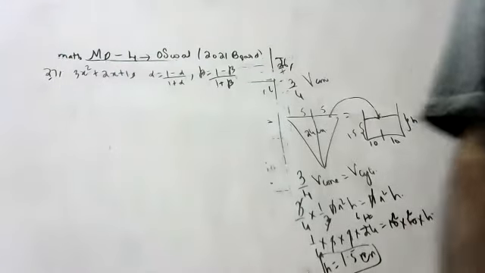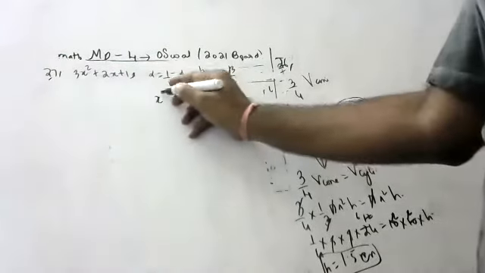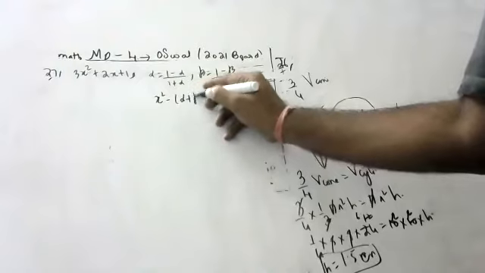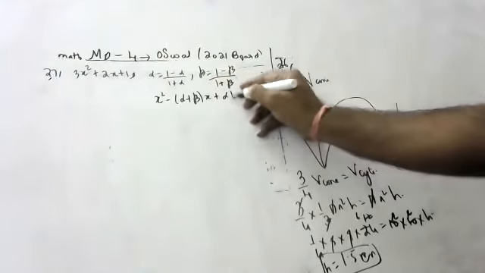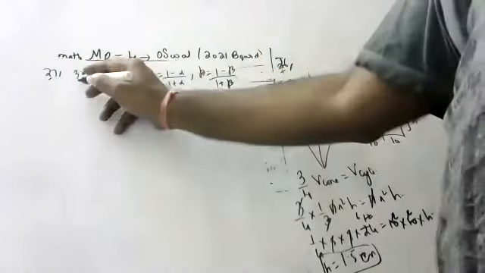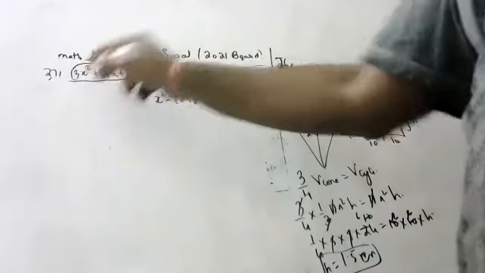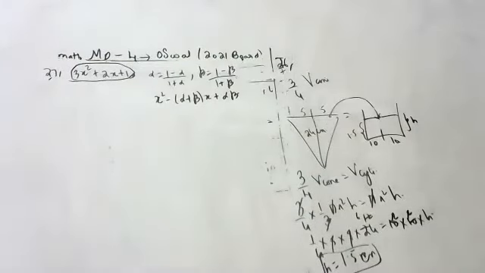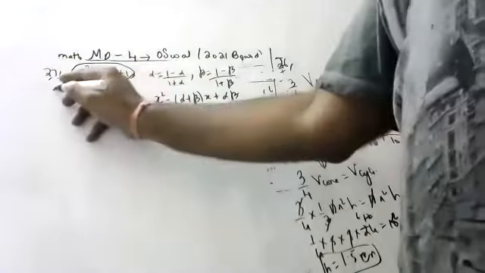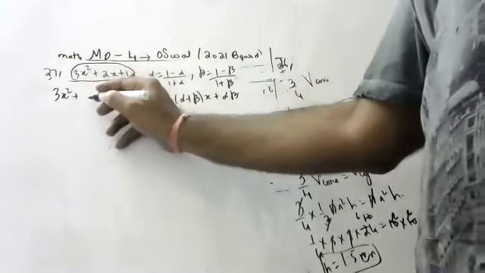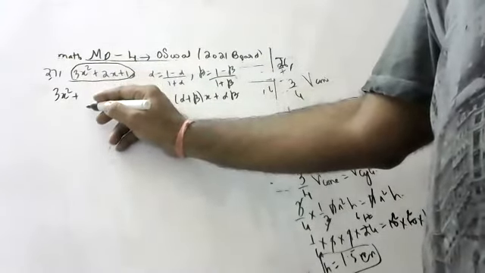Children, you have to make a new polynomial. Do you remember the formula for making a new polynomial? x square minus (alpha plus beta) into x plus alpha beta. Can you simply resolve this into factors, children? So 2 and 1, sir. 2x plus 1, x plus 1.